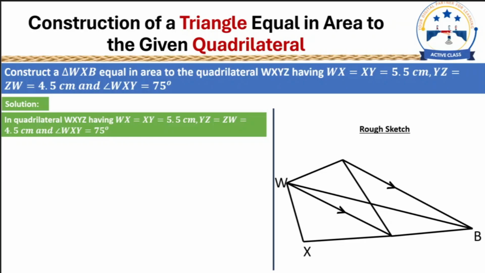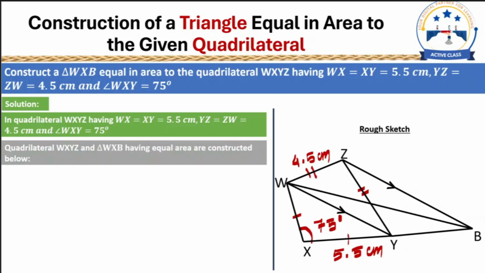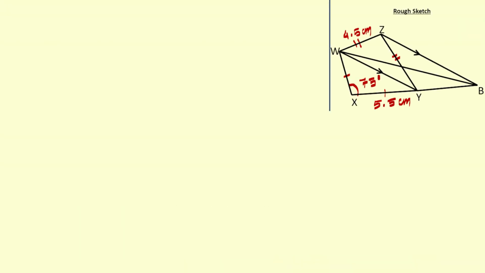After getting WX, of course, it should be in order, right? So WXYZ, it's in order. And you are given all the sides. Let me name those sides. Let's start the construction. As usual, I'll start from the baseline XY, that is 5.5 centimeter.